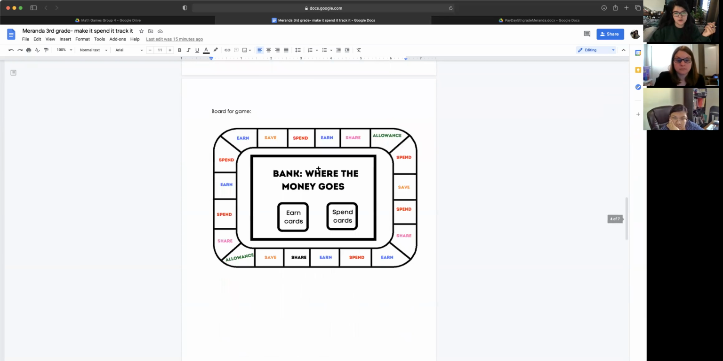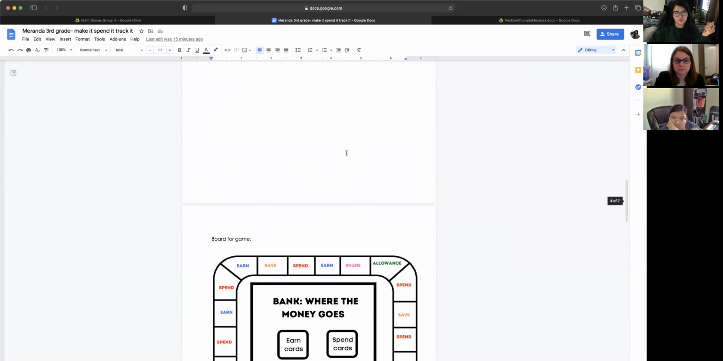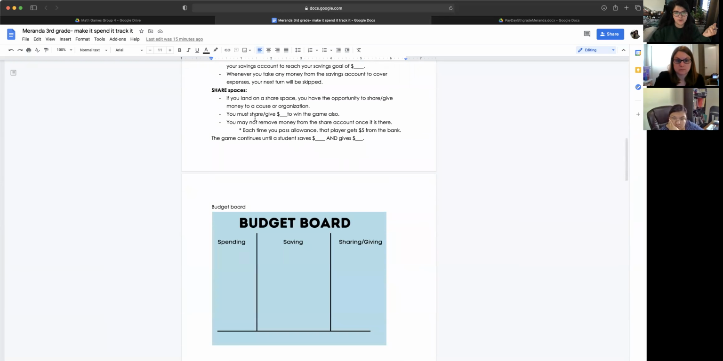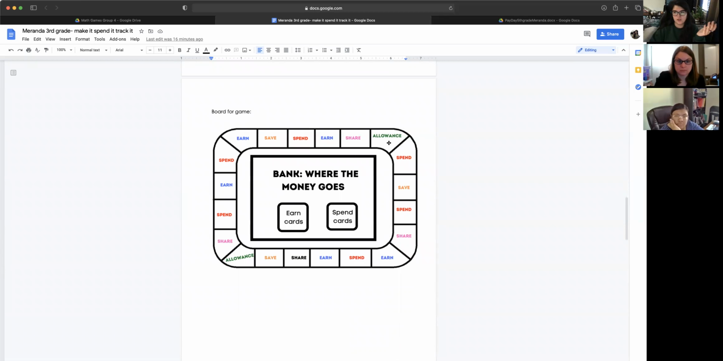there are also sharing spaces, which is like the giving, and you can choose to share however much you'd like. But once you put money in your share account, you can't remove it, so you can't use that for your spending. And just like Monopoly, when they pass the allowance, they'll get $5.